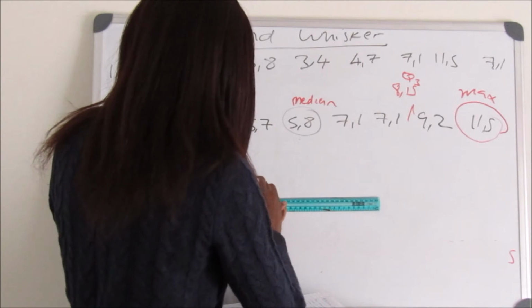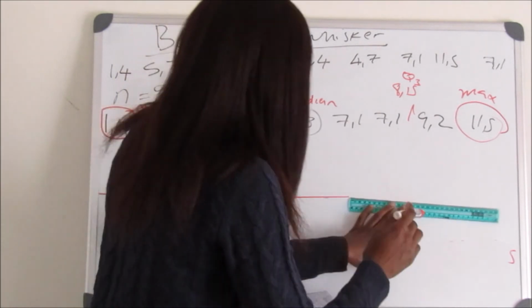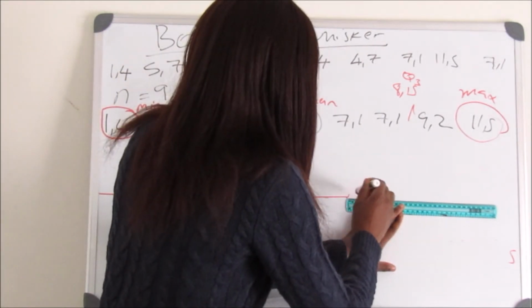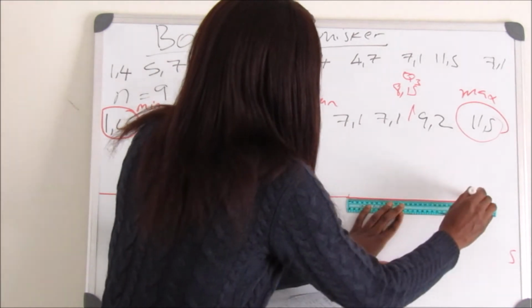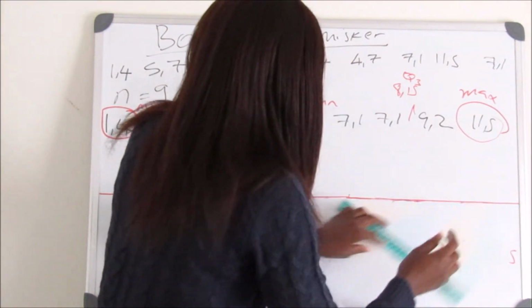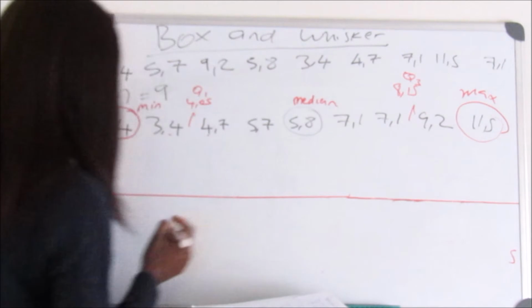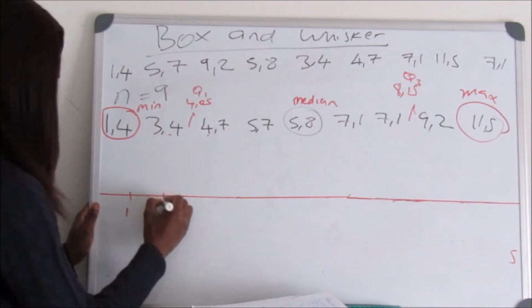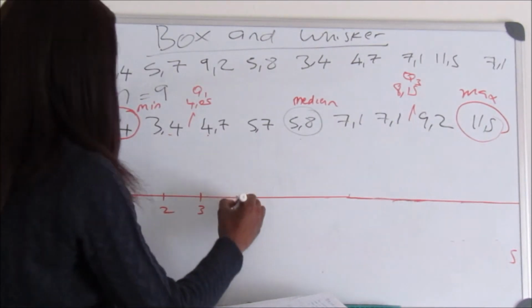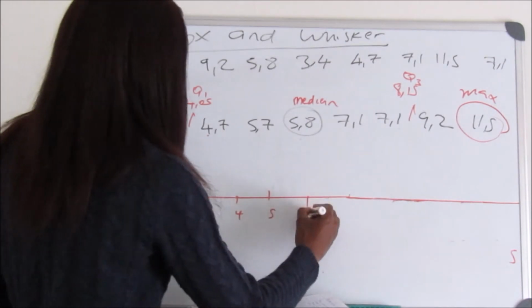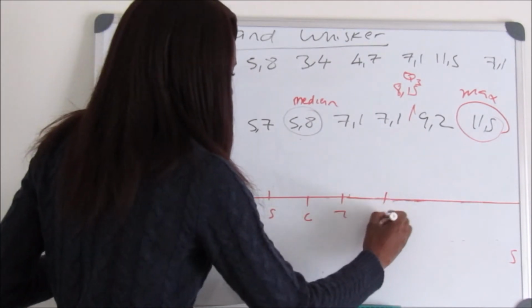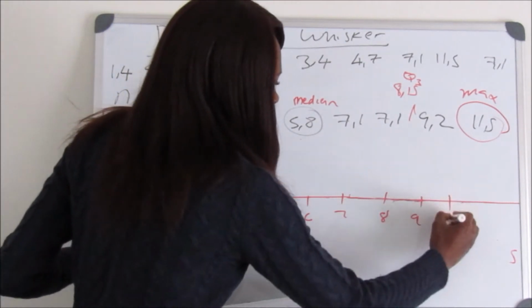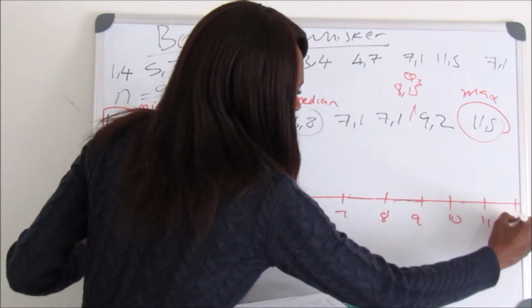Okay, guys. When you draw this, you must use a ruler, with scale, so that you have your box and whisker diagram to scale. That will be 2, 3, 4, 5, 6, 7, 8, 9, 10, 11, 12.